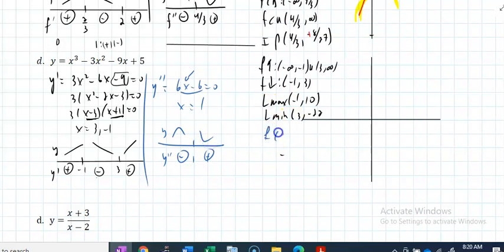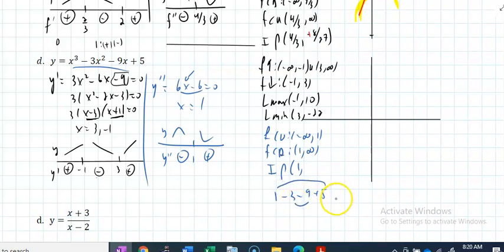We have f concaving up from negative infinity to 1. F is concaving down from 1 to infinity. We have an inflection point at 1, and if I plug 1 in, I get 1 minus 3 minus 9 plus 5. That is 6 minus 12, which is negative 6.